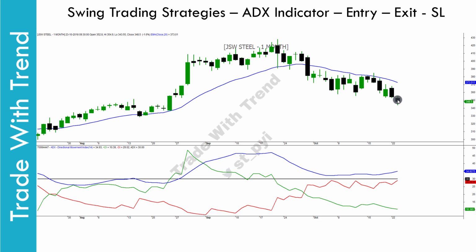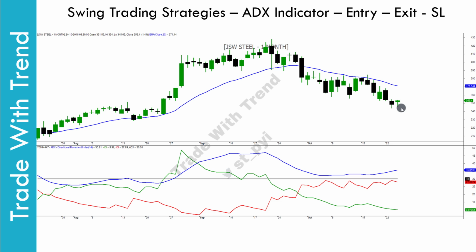So further down move is seen in this candle. Price has now come down from 372 to 348. Look at how consistently negative DMI is trading near the 30 mark while ADX remains above the 30 mark. This clearly signifies that the strength of the trend on the downside is really strong.